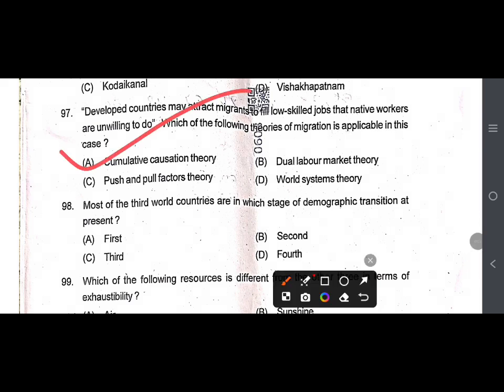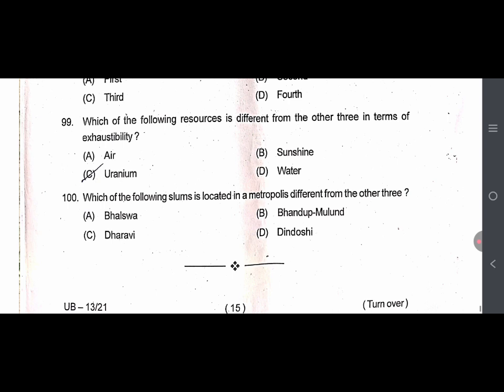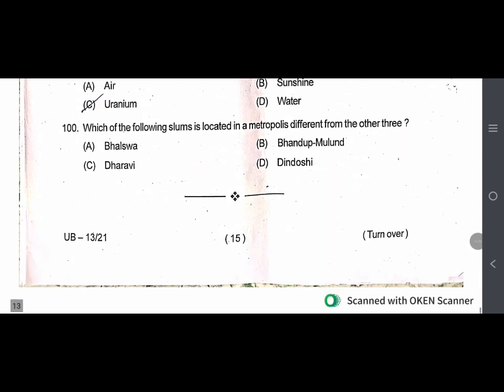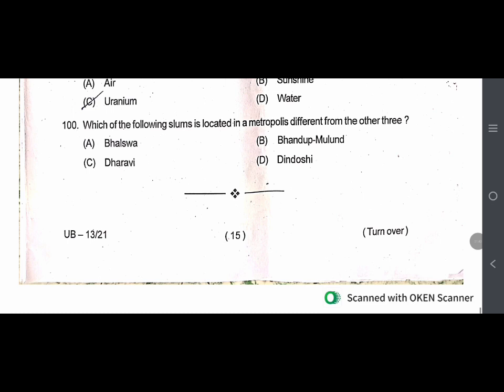98. Most of the third world countries are in which stage of demographic transition at present? Okay, answer to be option B, second. 99. Which of the following resources is different from the other three in terms of exhaustibility? Okay, answer to be option A. 100. Which of the following slums is located in a metropolis different from the other three? Okay, answer to be option B.